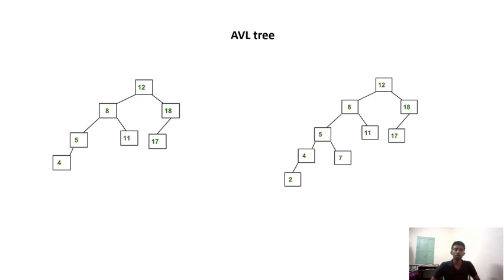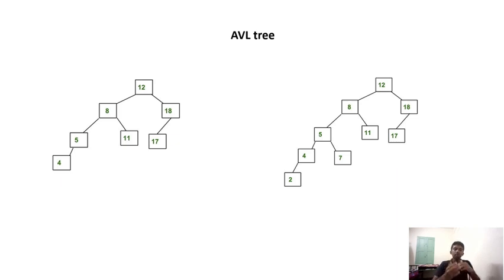Okay. So what we have discussed before is, if the value is either 0, minus 1 or 1, it's said to be an AVL tree, that is a balanced binary search tree, right?